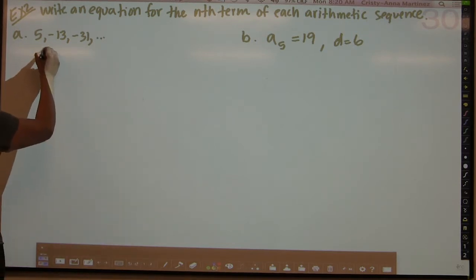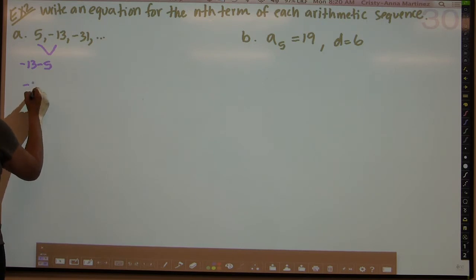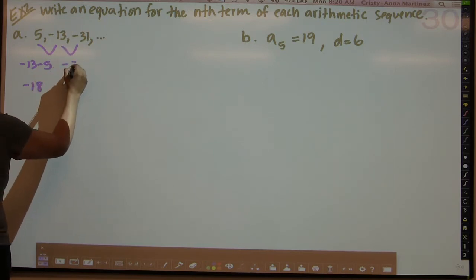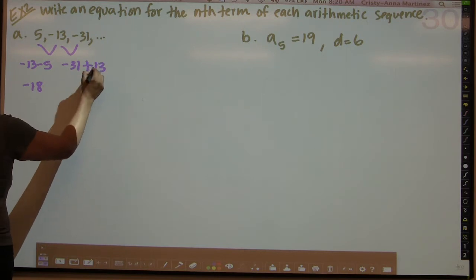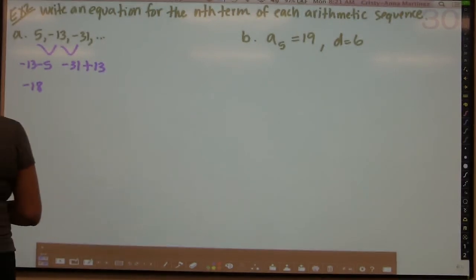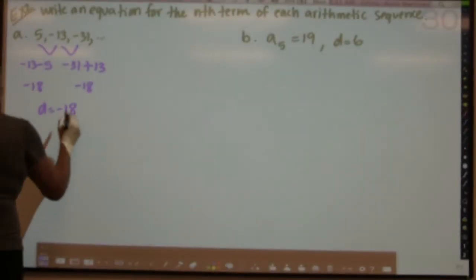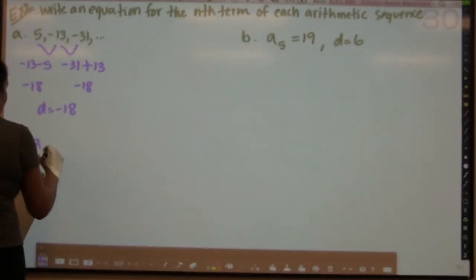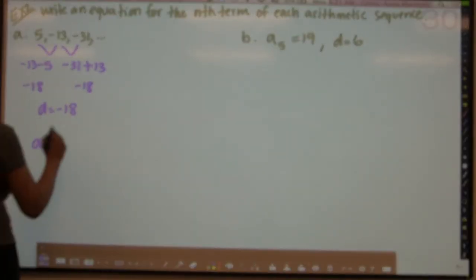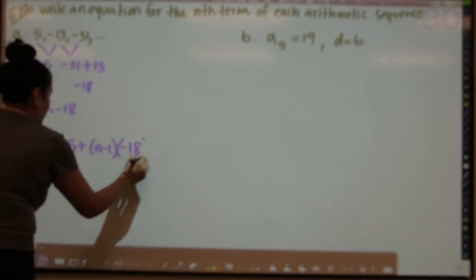So again, we're going to go negative 13 minus 5, which is going to be negative 18, and then negative 31 minus negative 13, which is actually negative 31 plus 13, which is also going to be negative 18. So our value of d is now negative 18. So for our equation, we're going to say a sub n is equal to the value of the first term, which in this case is 5, plus n minus 1 times negative 18.